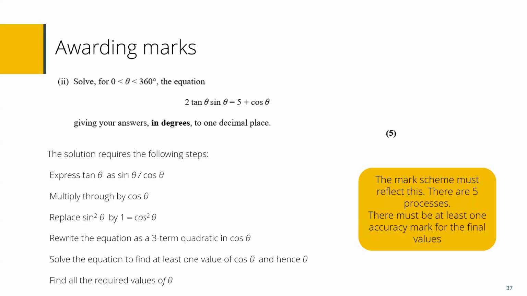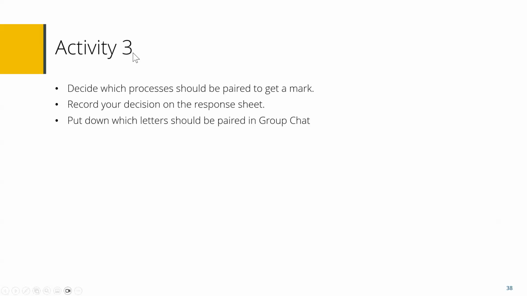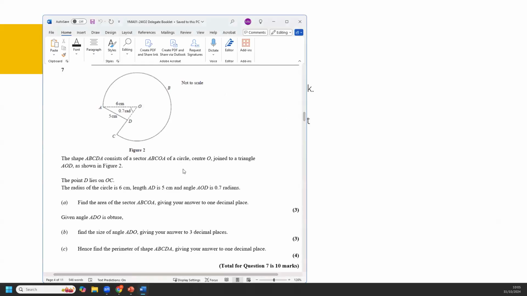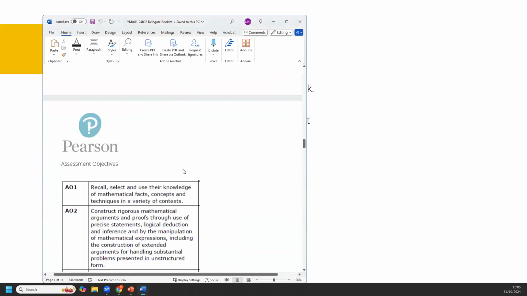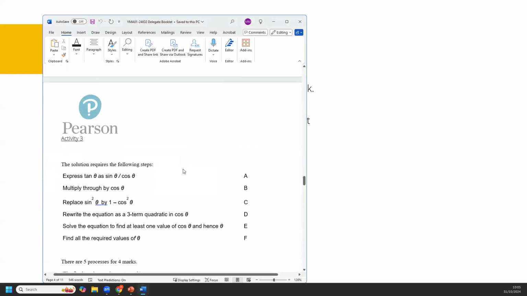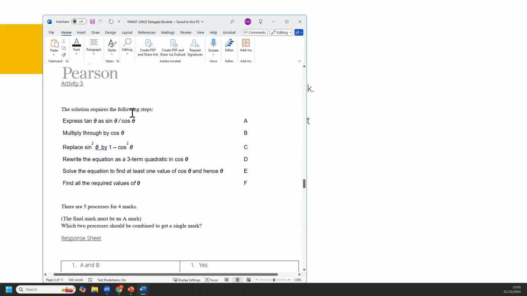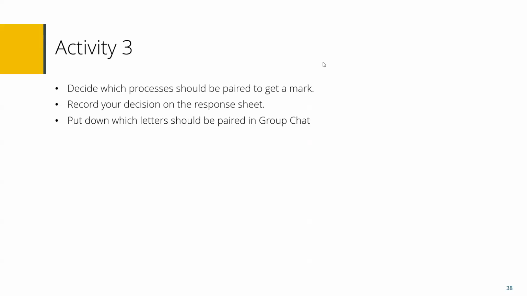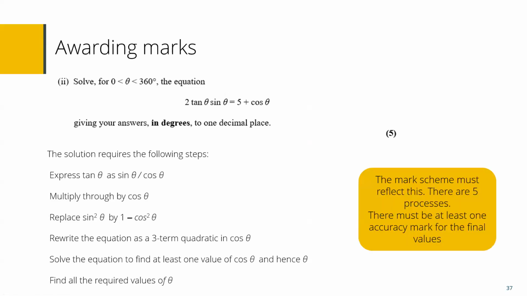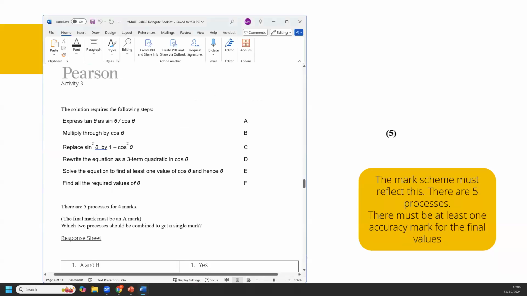It's only a short one here because we'll have a longer one in a minute. So if we look at activity 3, if we go back to our delegates booklet and scroll down to activity 3, the solution requires the following steps, which is what I mentioned earlier on. I'll put the question back up as well. Here's our question. So if we look at this, there are the following steps.